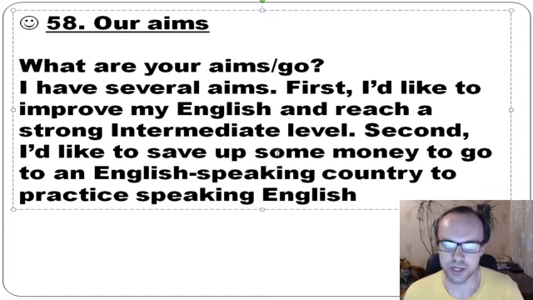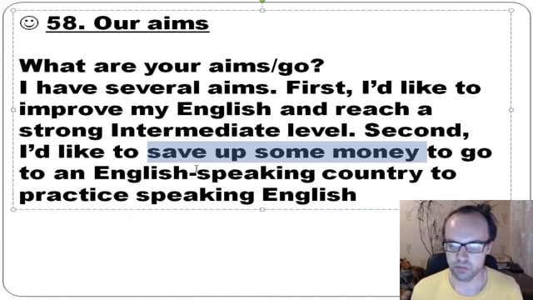Second, I'd like to save up some money. Save up some money means you get some money, but you don't spend all this money, and then you have more and more money, and you can buy something. To save up some money to go to an English-speaking country, where people speak English, to practice speaking English. Look, practice doing something, to practice speaking English.